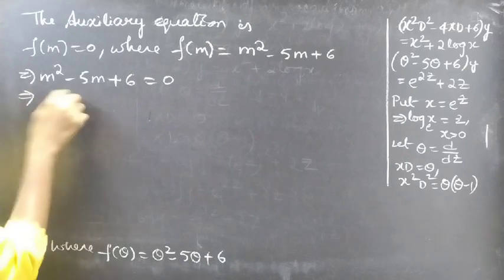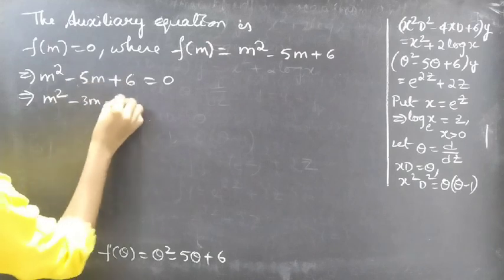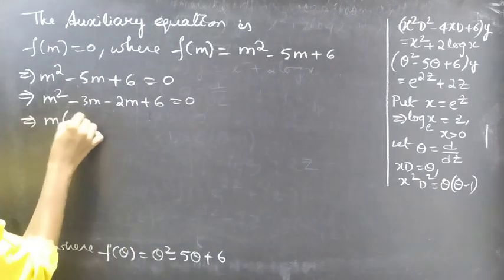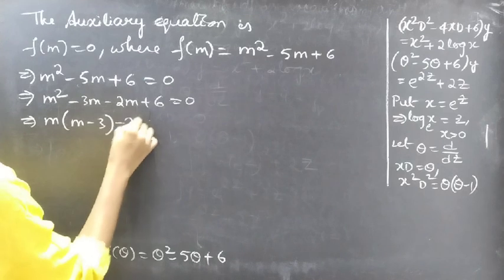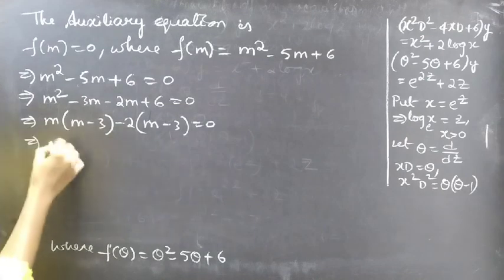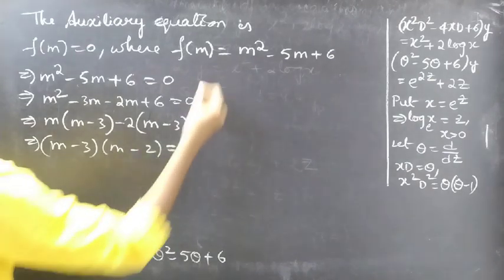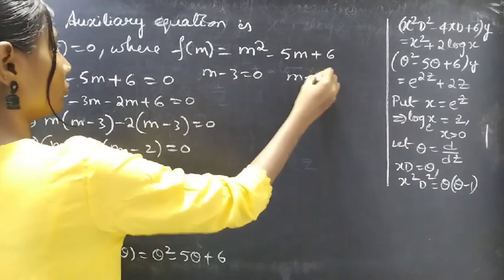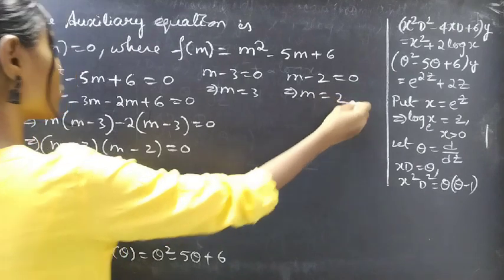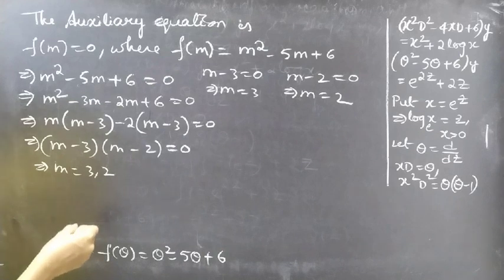Now we need to find roots of this equation. So split −5m as −3m − 2m, plus 6 equals 0. Now take m common from the first two terms, we get m(m − 3), and take −2 common from the next two terms, we get −2(m − 3) equals 0. Then (m − 3)(m − 2) = 0. Now we equate each factor to 0. From m − 3 = 0, we get m = 3, and from m − 2 = 0, we get m = 2. Then m = 3, 2 are the required roots.